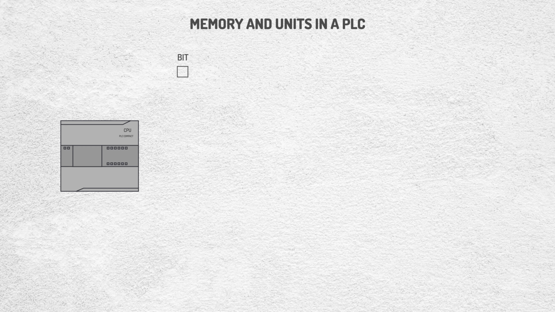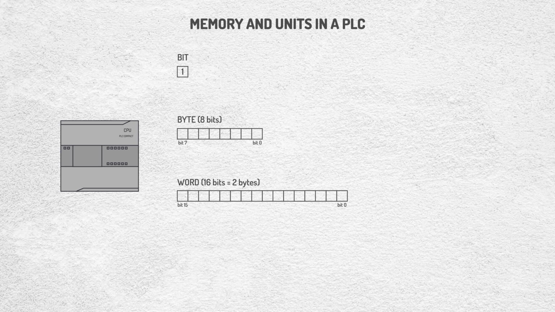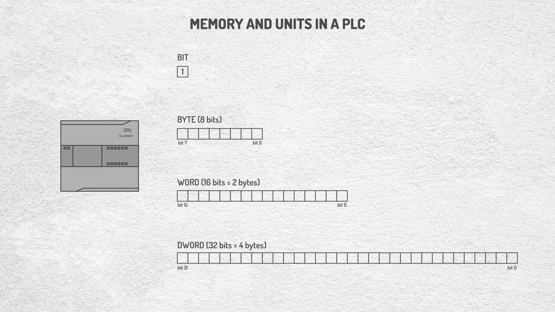The smallest unit of information is the bit, which can have a value of 0 or 1. To handle more complex data, the PLC groups several bits into larger structures. A byte corresponds to 8 bits. A word equals 16 bits or 2 bytes. And a double word corresponds to 32 bits or 4 bytes.